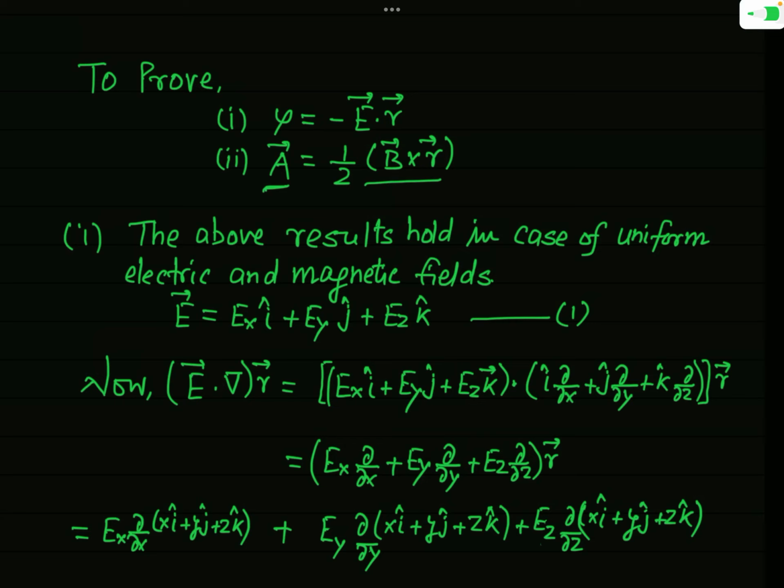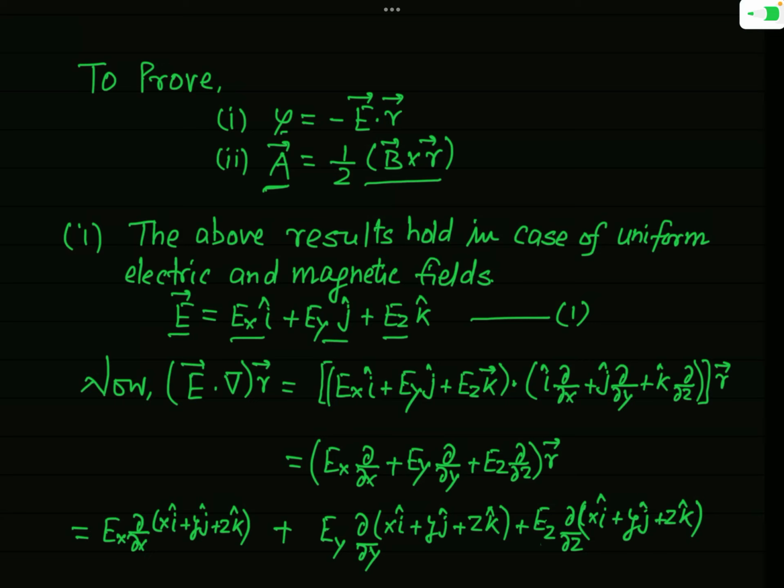So now let us start to prove the first result, that when the electric field is uniform, then the scalar potential phi will be equal to minus E dot R. We have to show it. As you know, this electric field vector, when expressed in terms of its rectangular components Ex, Ey and Ez, you can easily write that E is simply equal to Ex i plus Ey j plus Ez k.